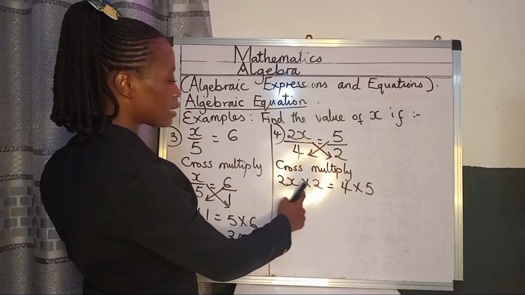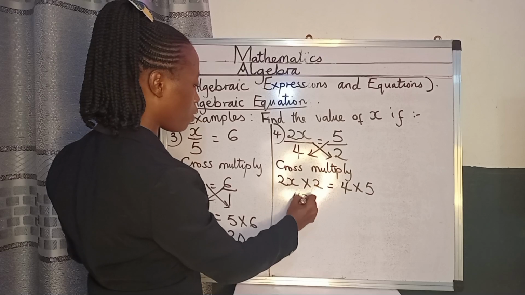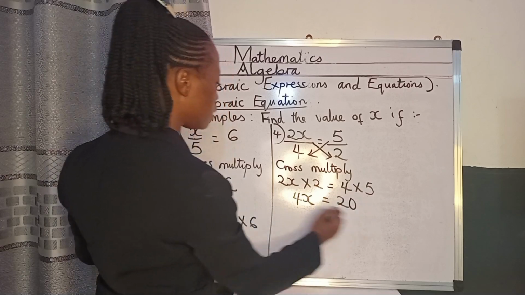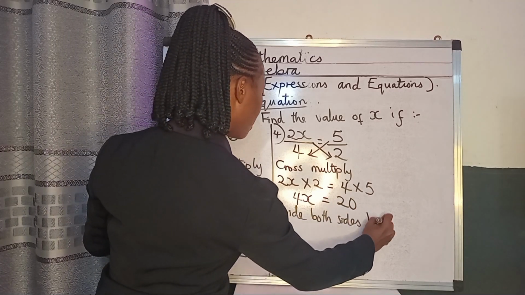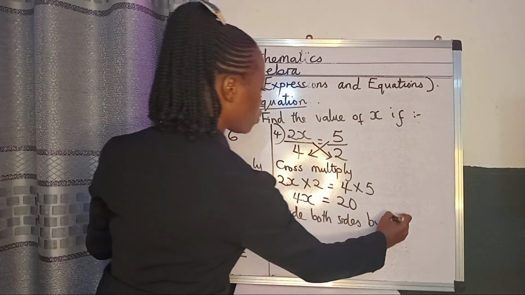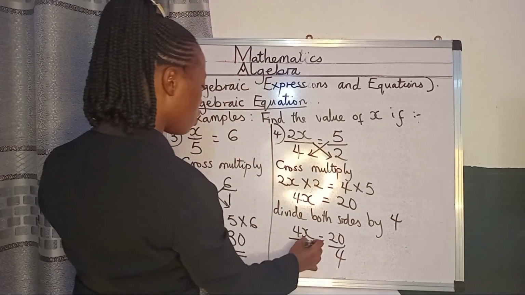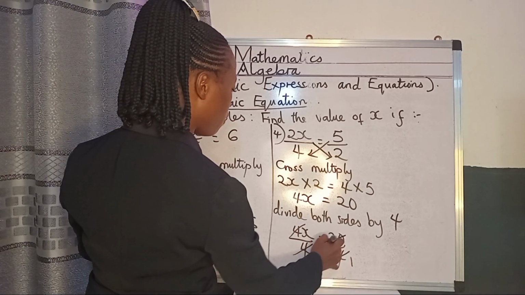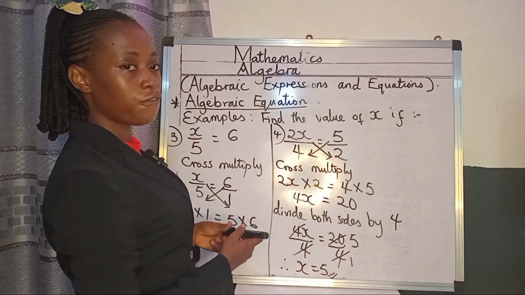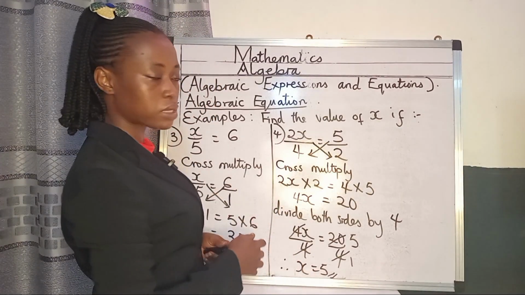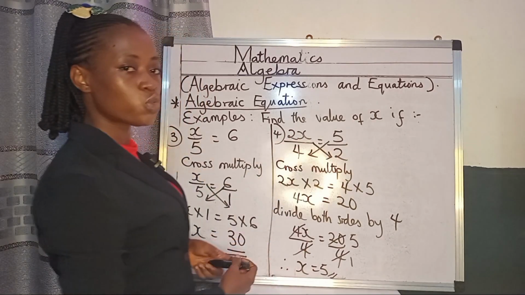So now let's go. 2x times 2. Now 2 times 2 is 4, right? So 2x times 2 is going to be 4x. 4 times 5 is going to be 20. Now the next thing to do is to divide both sides by the coefficient of x. The coefficient of x here is 4. So we are dividing both sides by 4. 4 will cancel 4. 4 here is 1, 4 in 20 is 5. Therefore, our x is equal to 5. And if you want to know if you are correct, 2x means 2 times 5. So 2 times 5 is 10. And 10 divided by 4 is going to give you 5 over 2.